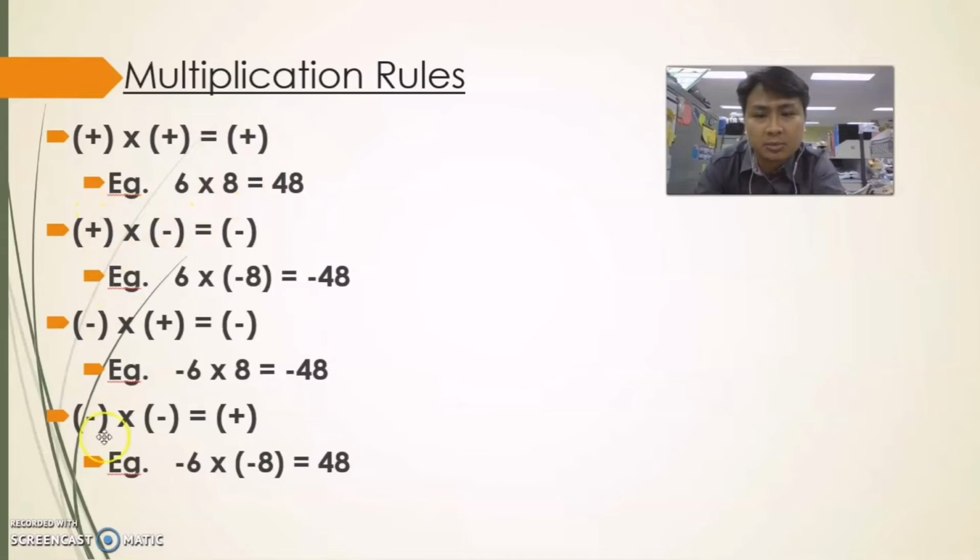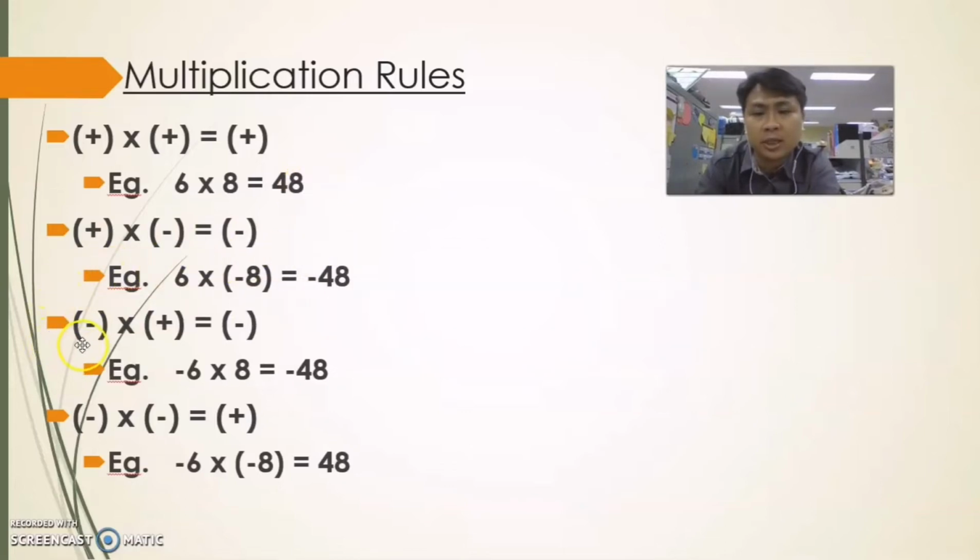Now the remaining 3 rules may be new to you, so I need you to listen carefully and memorize them after you have understood the rules. The next rule is positive times negative. Any positive number multiplied by any negative number will give you a negative number. For example, 6 times negative 8 will give you a value of negative 48. You can also verify this using your calculator. Just key it in, and you should see the answer negative 48 appearing. This is the second rule of multiplication.